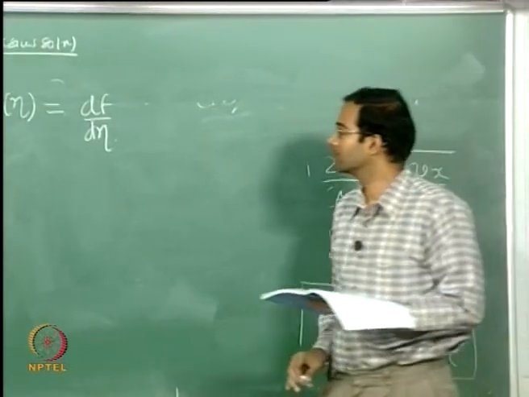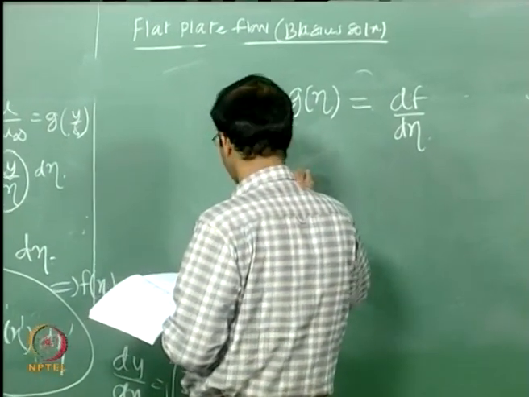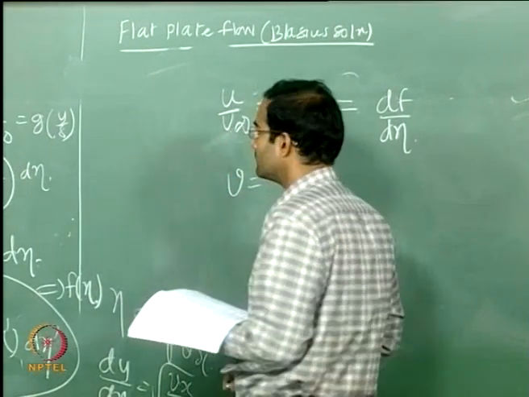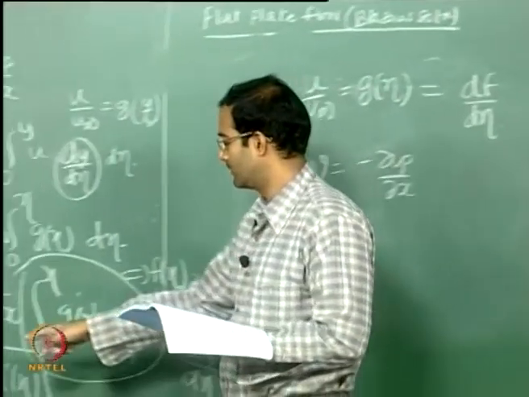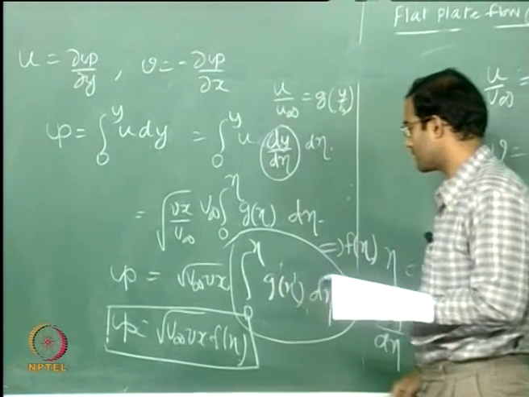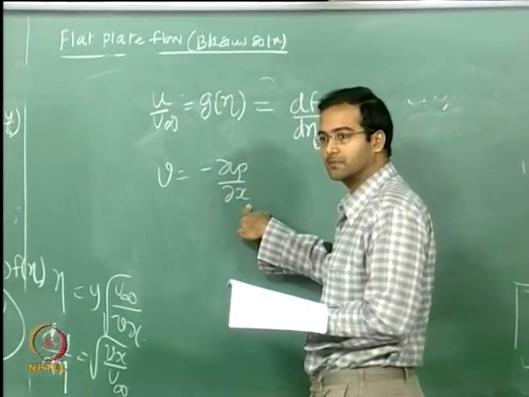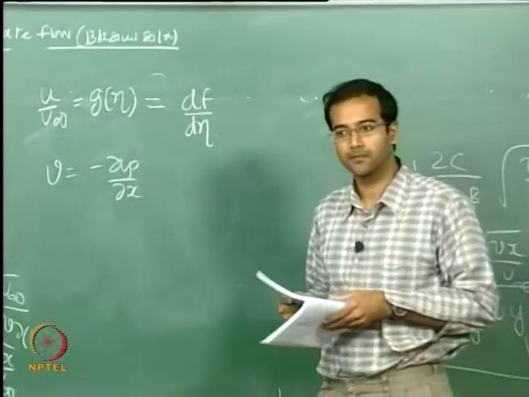Now similarly my v velocity is nothing but minus dψ/dx. So now you have to tell me. You have psi as a function of eta, so this we have to differentiate with respect to x. So you have to do this and tell me. I think with that we'll stop today.